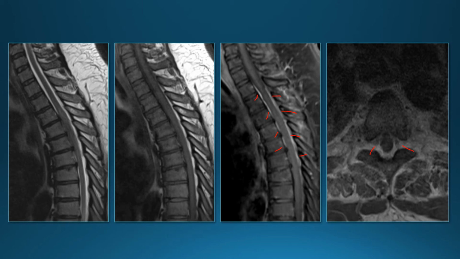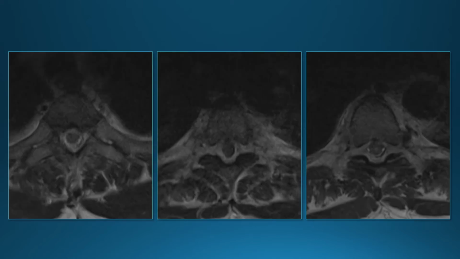So the cord itself is flattened from side to side, so it kind of looks wider from front to back. So it looked like it was widened in the AP direction, and that's because it was flattened from side to side. These are the T2 weighted images. This is above the epidural inflammation. You can see the spinal cord here with CSF around it.